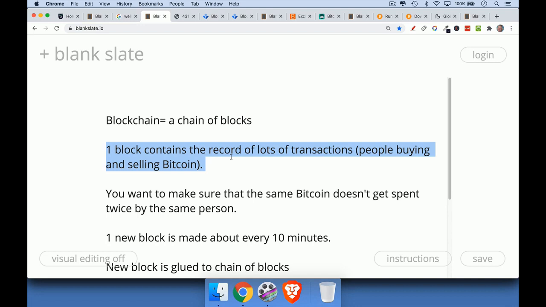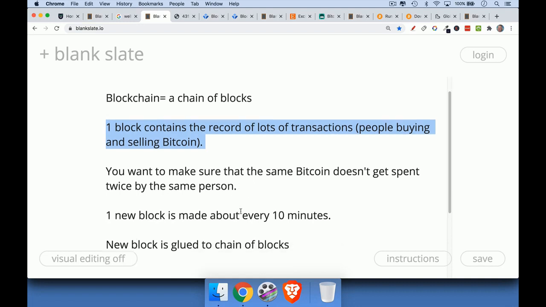Now, the reason this is all kept track of, just like a traditional bank ledger, is that the system wants to make sure that the same Bitcoin doesn't get spent twice by the same person. You can't really have a currency, especially a digital currency, where someone can keep spending the same Bitcoin again and again. That wouldn't work very well, it wouldn't be a secure system, and it wouldn't be a good place to store value or store wealth.